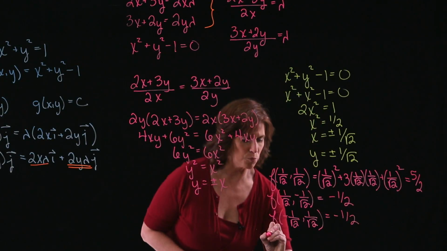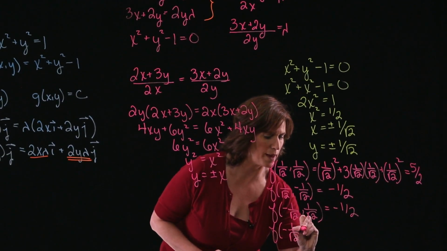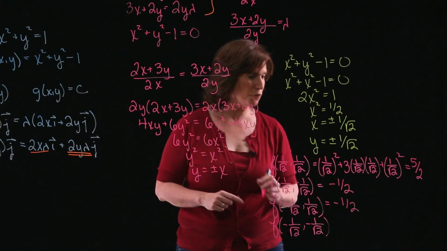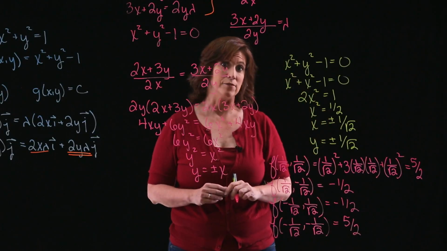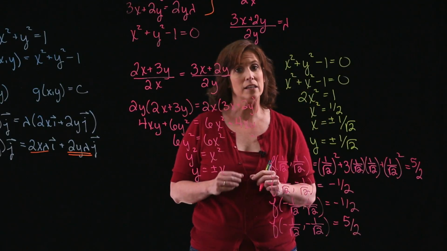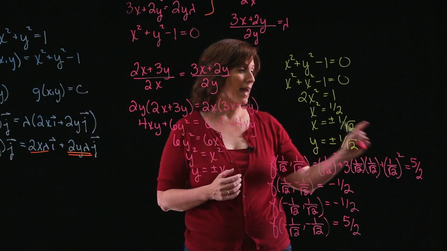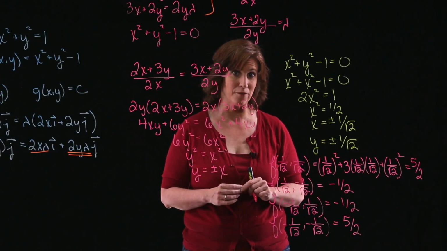And finally, my fourth point will be what happens when they're both negative, minus 1 over root 2 and minus 1 over root 2. Again, plugging that into the original function, I get 5/2. So if I'm only looking at the constraint, x squared plus y squared equals 1, it's looking like my maximum is going to be 5/2 and my minimum is going to be negative 1/2.